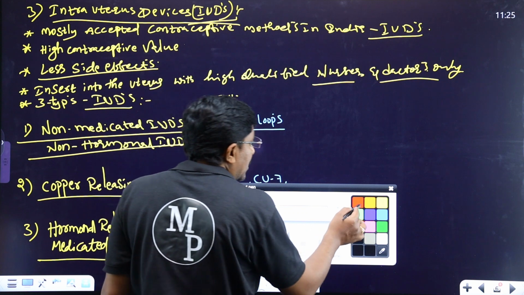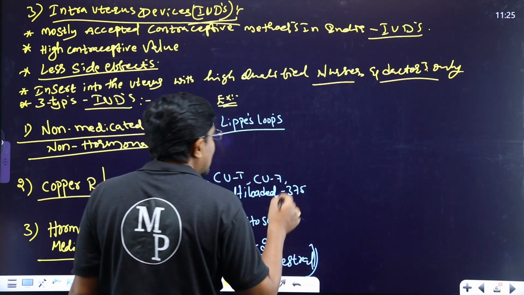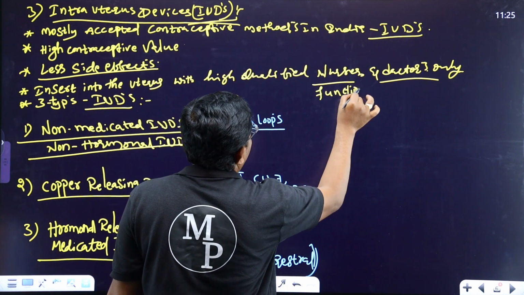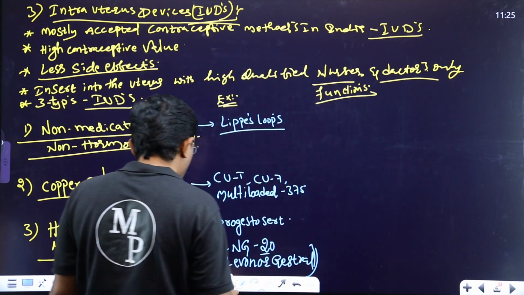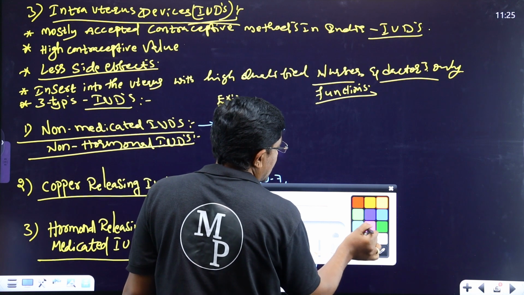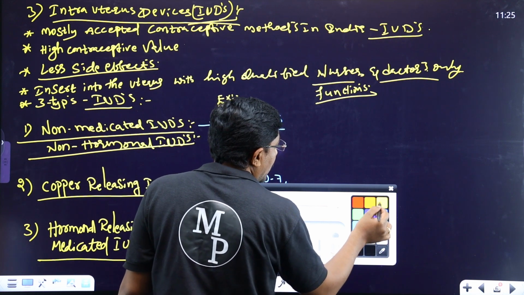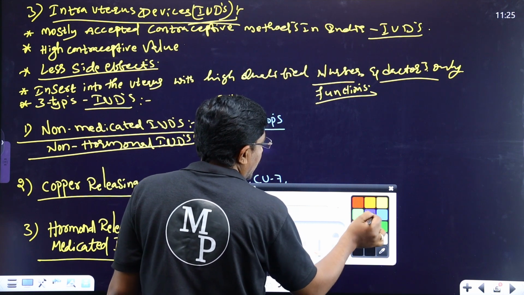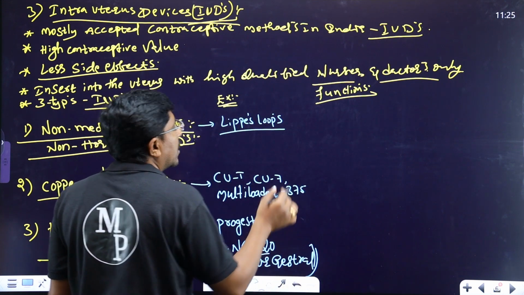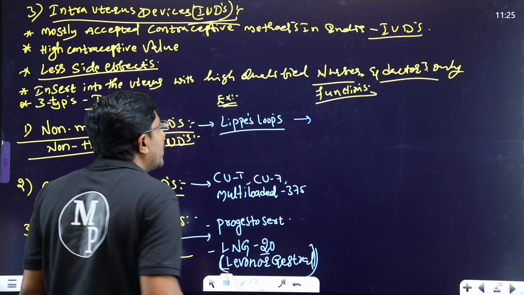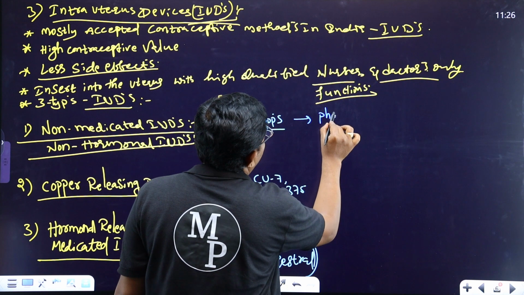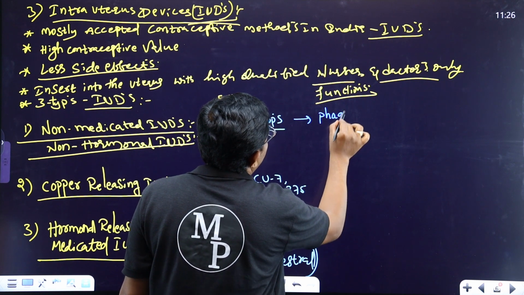Okay. After that, next we'll discuss the functions. Functions of these devices. What functions are done by these devices? Okay, right. The Lippes loops are involved in the phagocytic nature, the phagocytosis function.